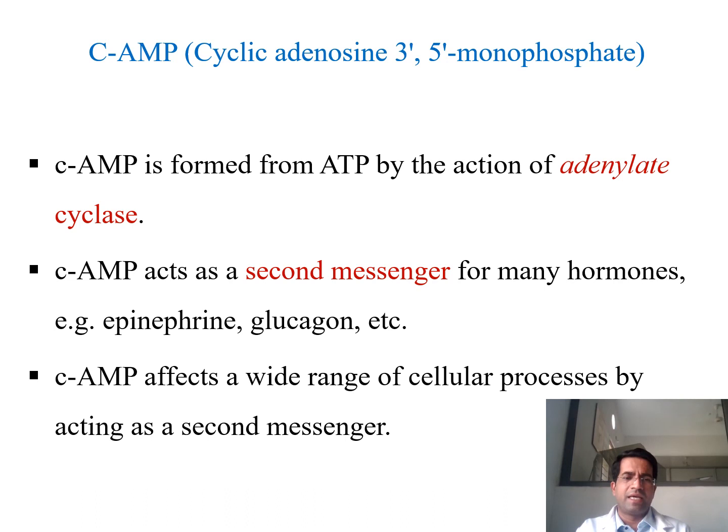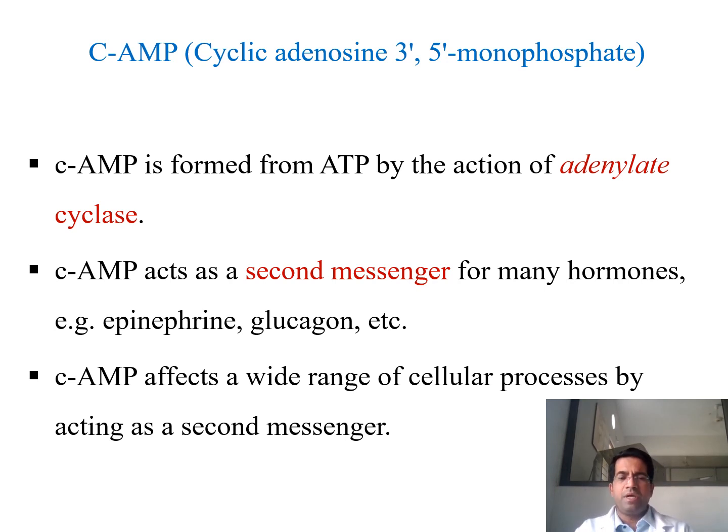Next, number three, cyclic AMP. Cyclic AMP is formed from ATP by the action of adenylate cyclase. This adenylate cyclase enzyme is present in the cell membrane. Hormones act as the first messenger, and this cyclic AMP is the second messenger for many hormones like epinephrine and glucagon.